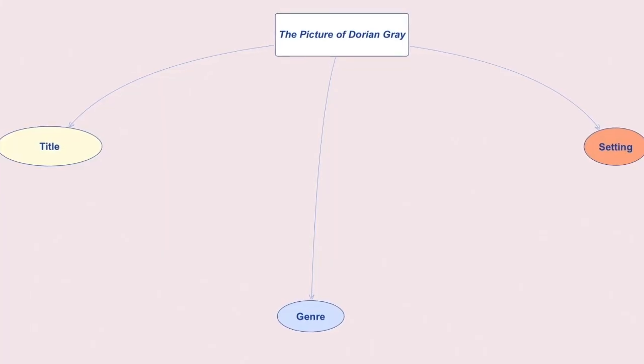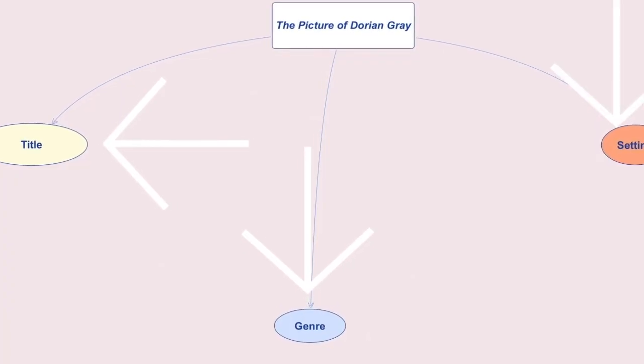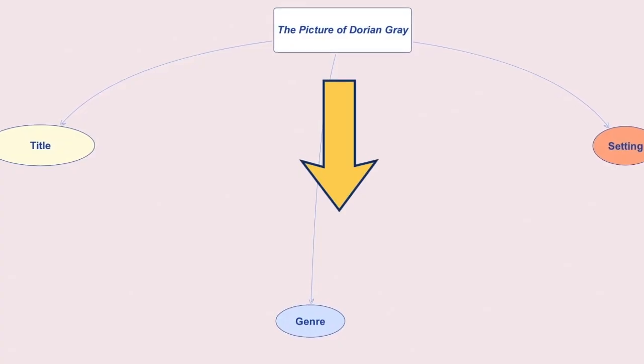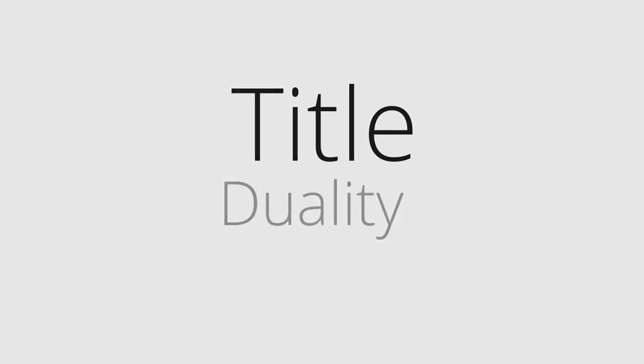Now look at your map. You have your title on the left, genre in the center, and setting on the right. Just by following the path from top to bottom, you can explain the entire construction of the novel. Everything connects. The title announces duality. The genre explores the double, and the setting represents that duality in London.